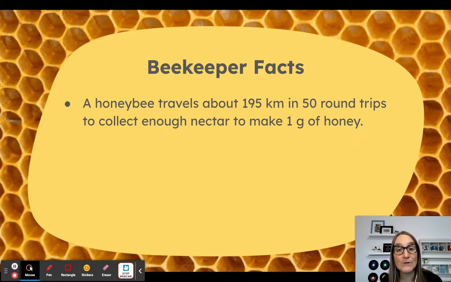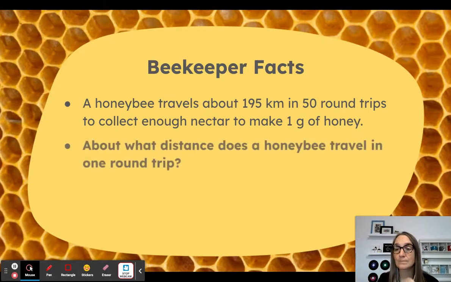They take about 50 round trips out to the flowers and back to the hive. And those 50 round trips total about 195 kilometers. So that is a lot of work for 1 gram of honey. Now, the question for you here is about what distance does a honeybee travel in 1 round trip? For this one, there is an answer to this problem that is a number. And that number is the approximate distance that a honeybee travels in each one of those round trips. They do take 50, right, to make 1 gram of honey.